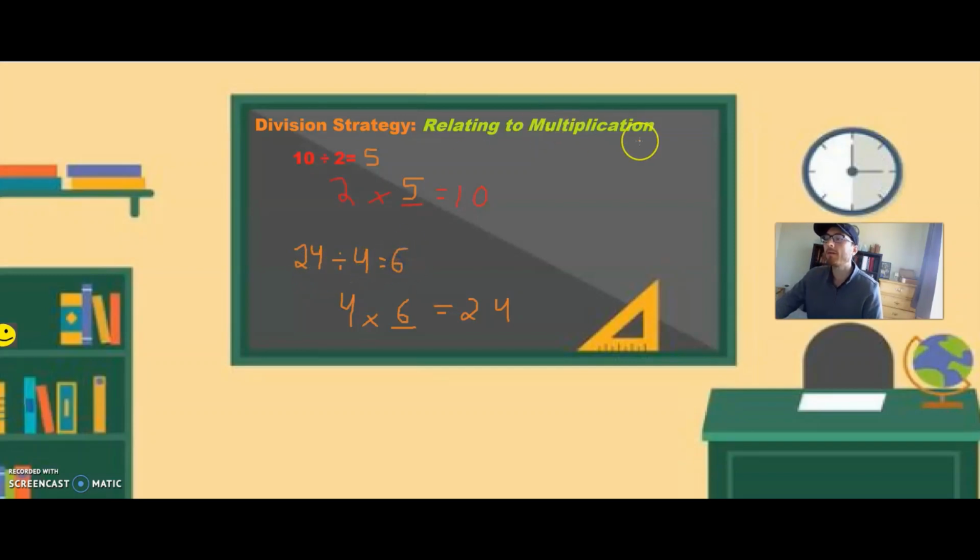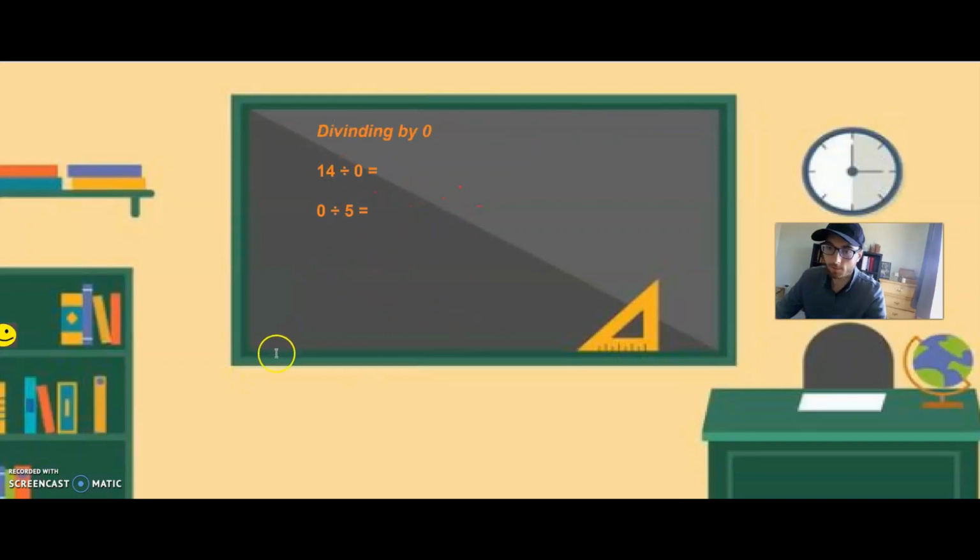So relating to multiplication, doing the inverse operation of division being multiplication, that's a great mental math strategy to help you solve problems really quick. If you know your multiplication very well, that's something that can really help you out. Just a couple of quick rules that I want to remind you of that we talked about last time, and a couple of new ones.